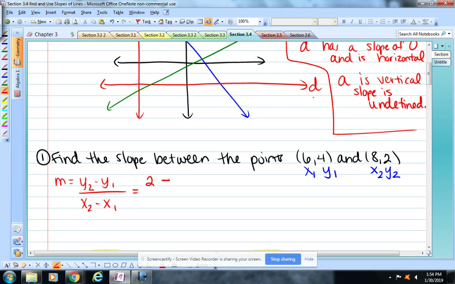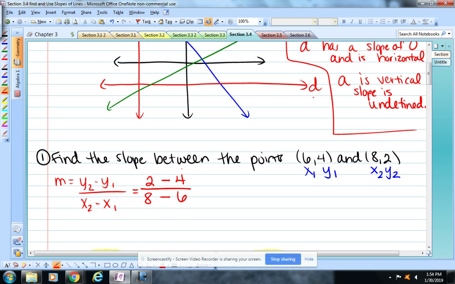It doesn't matter if the next sign is a negative. You're going to put a minus there, okay? What is your y1 number? 4. Over, what is your x2 number? And then you're going to put a minus there no matter what. And what is your x1 number? Any questions about how I plug those in?